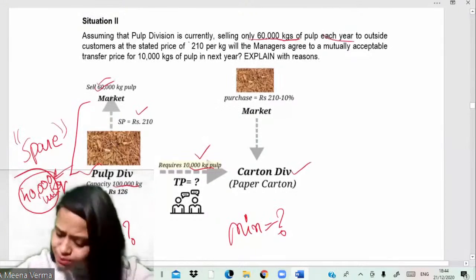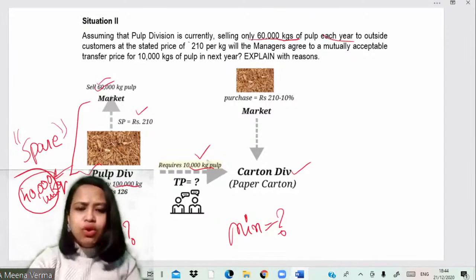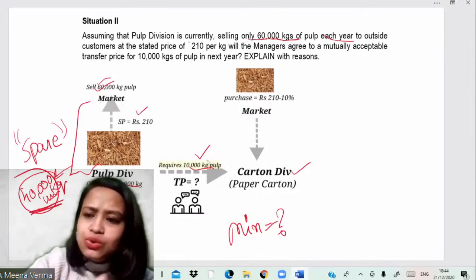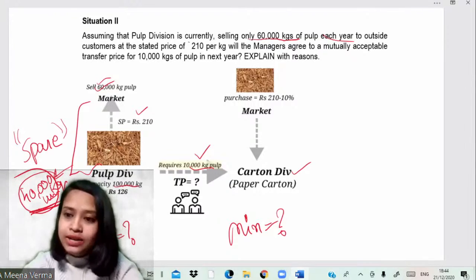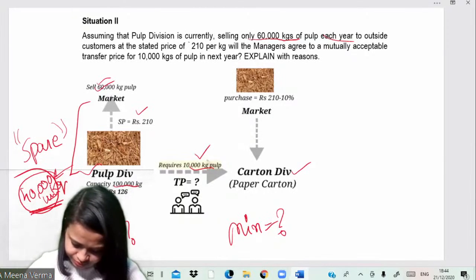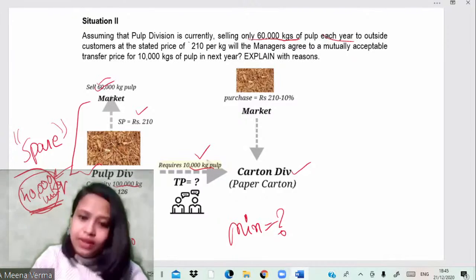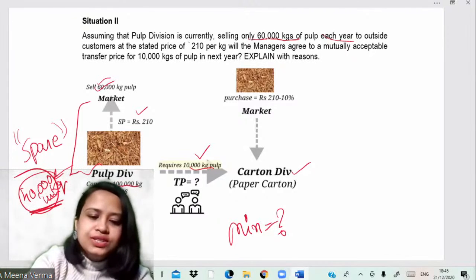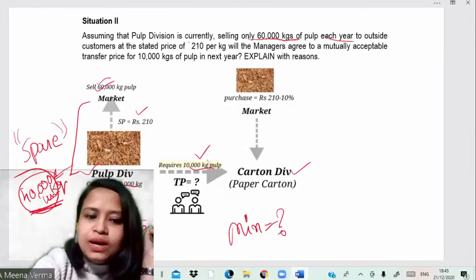What price will they quote? The minimum price which the pulp division can quote for the pulp. What will be the minimum price if there is spare capacity? Give me the answer. Yes, they can quote marginal cost, and the marginal cost here is rupees 126. So this is the minimum price which the pulp division will quote.